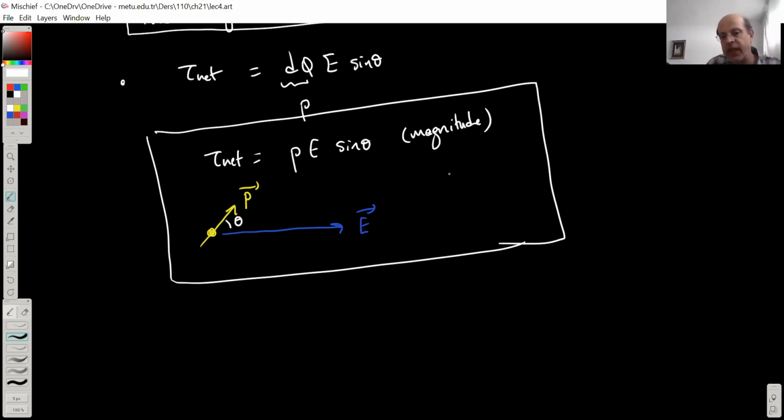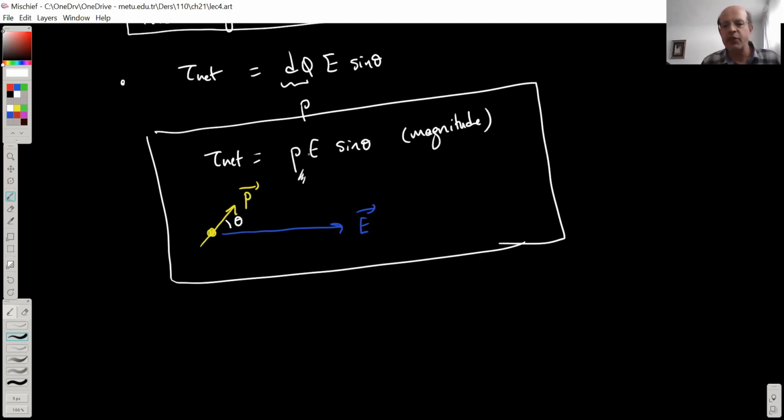There should also be a direction, but let's talk about the direction later. But the important point here is that the net torque depends only on these quantities. So we have been talking about the interaction between the field and the dipole. We quantify the field with the electric field vector, that's E. We quantify the dipole by its dipole moment.